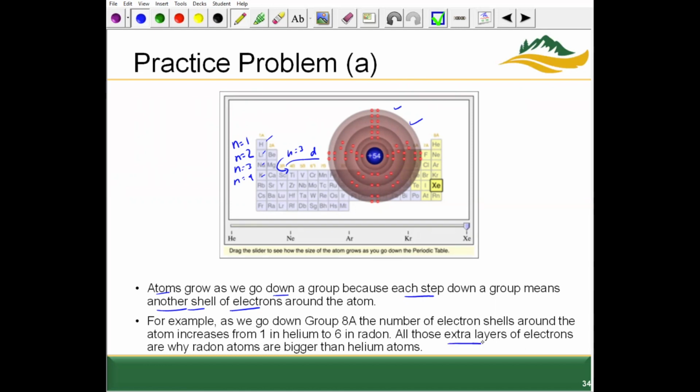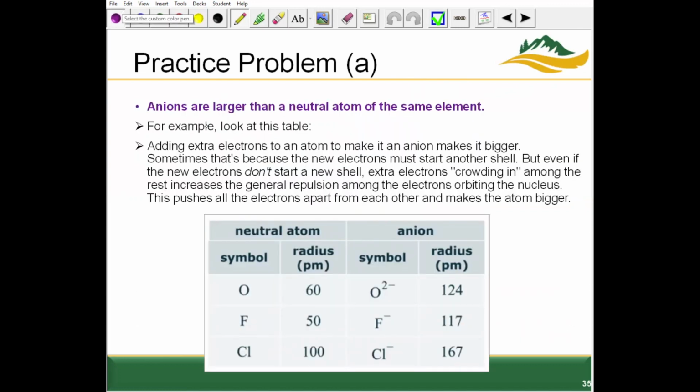We can think of these shells as almost like layers of electrons. So radon has a lot of layers or a lot of shells, leading to it being a larger atomic radius than something like neon and something like helium. Then the third fact we know is that anions are larger than their neutral atom of the same element.